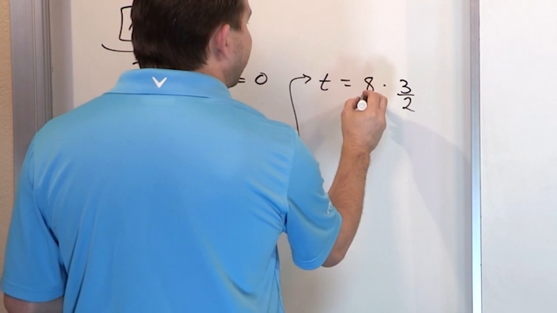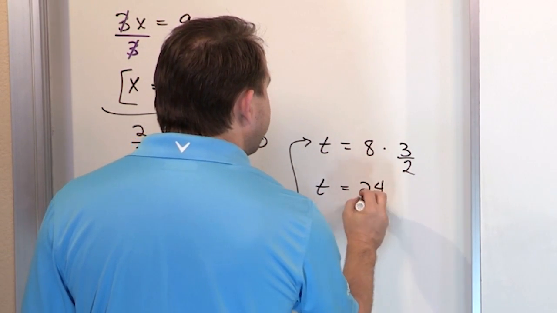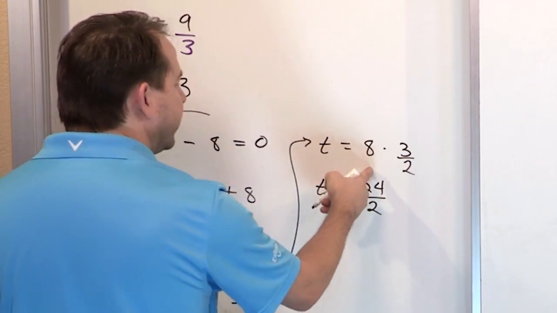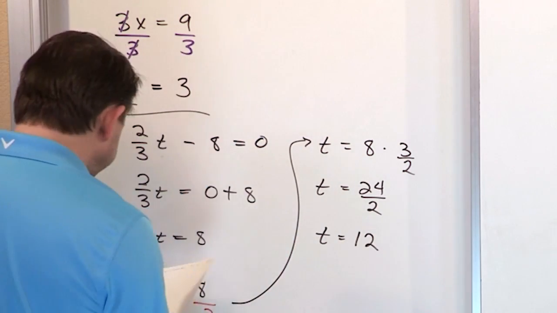So now this is basically 8 over 1. So what you have is multiply the tops. 8 times 3 is 24 over 2 because 2 times the 1 on the bottom here is 2. And so what is 24 divided by 2? It's 12. So the answer is 12.